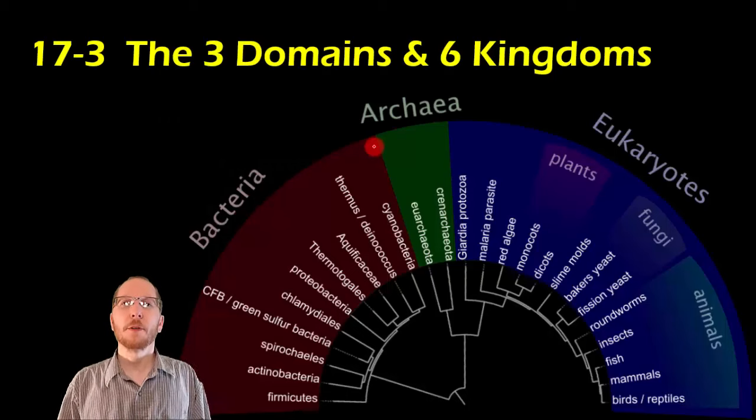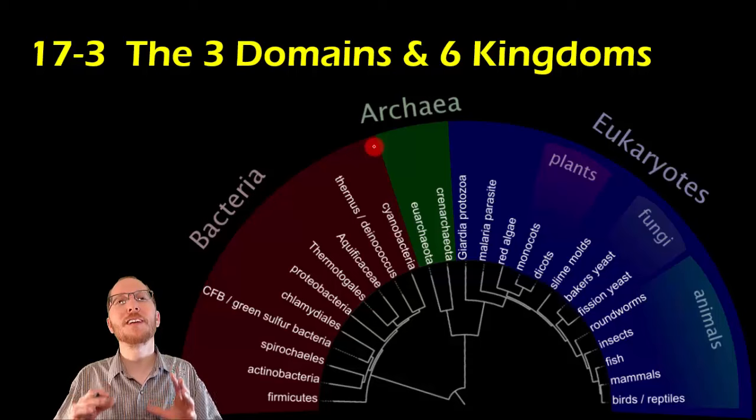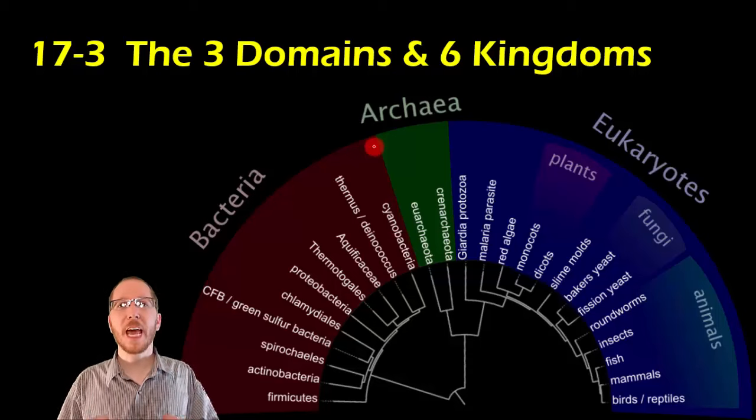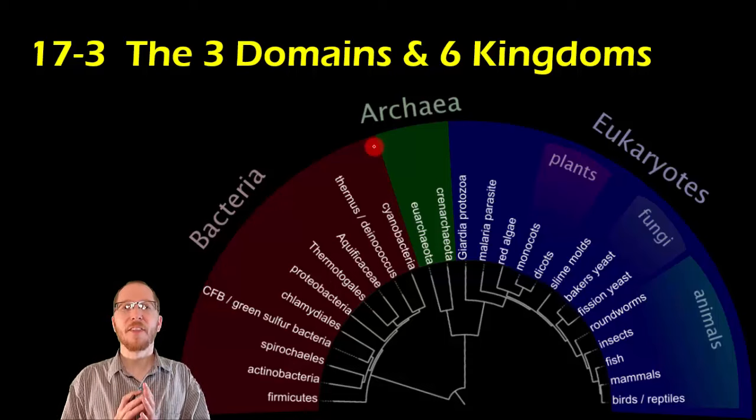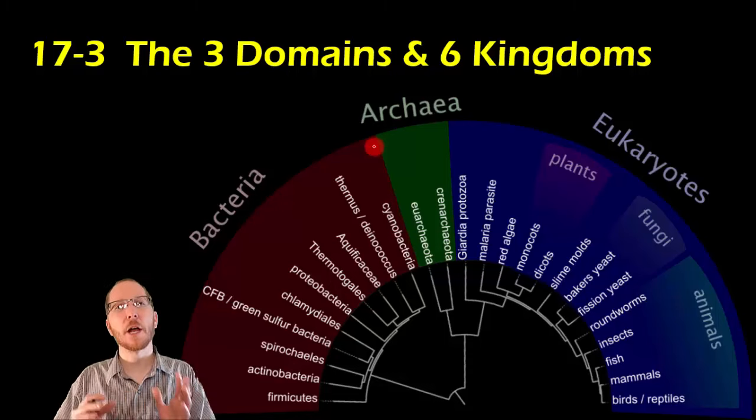Now let's wrap up chapter 17 with section 17.3. In this section we're going to look at the three domains of life, and the six kingdoms that are underneath those three domains. So originally we had two kingdoms, plants and animals, and since then we've been expanding them to include the fungi, Protista. We've had prokaryotes, which were originally Monera, and then they got split into bacteria and Archaea.